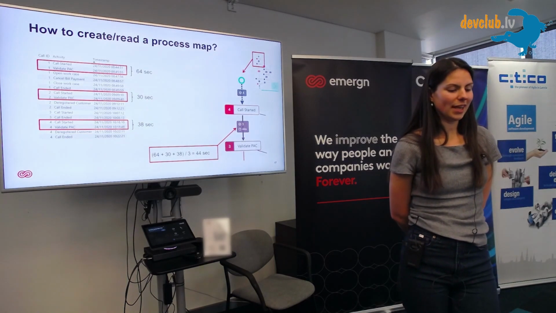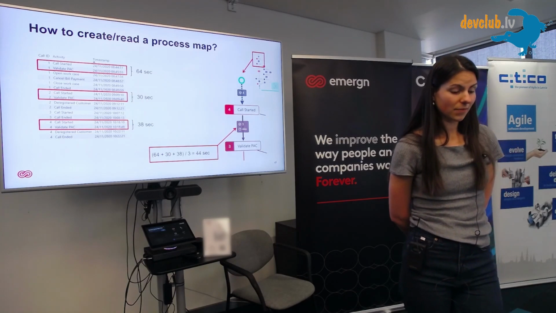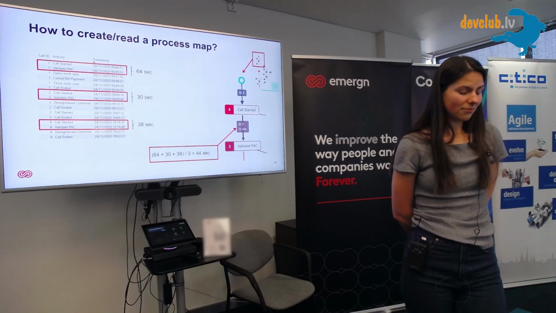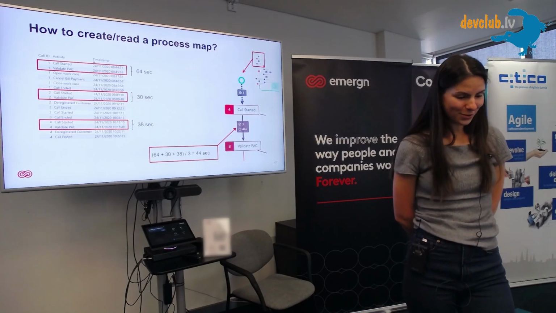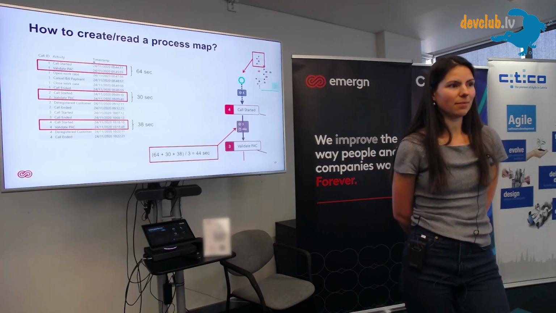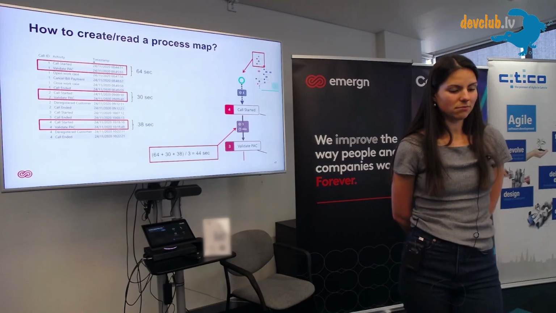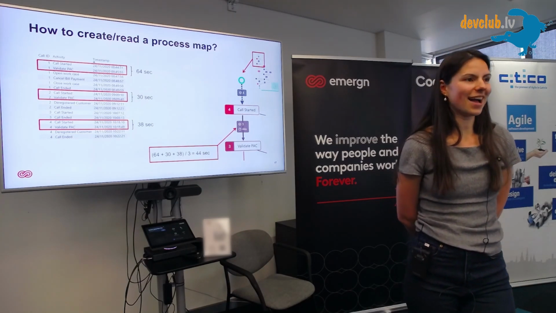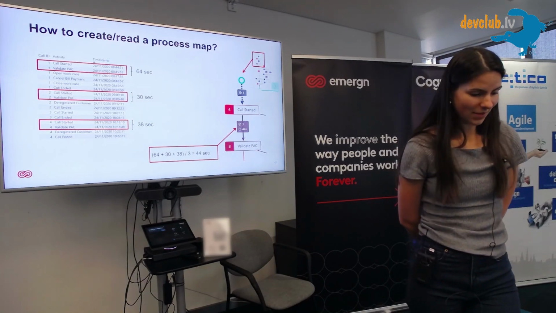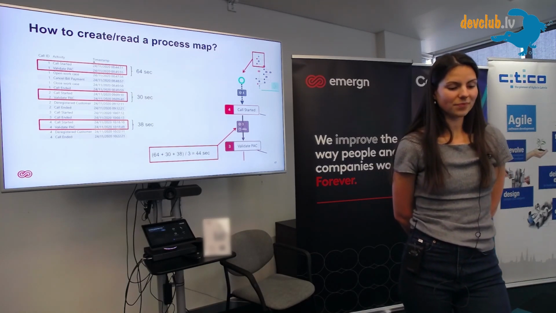So how to create or read a process map? This process is, I would say, quite understandable if you know how to do it. All you need is just to draw cases step by step. Starting from the first case, you will draw a diagram of a process, adding activity by activity, one after another.